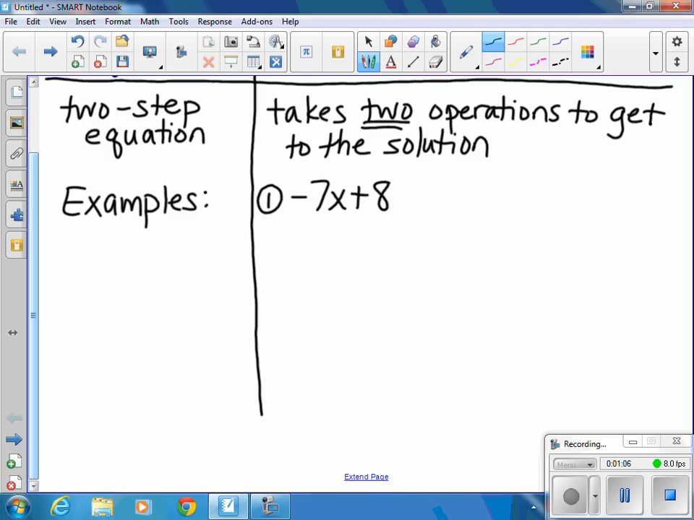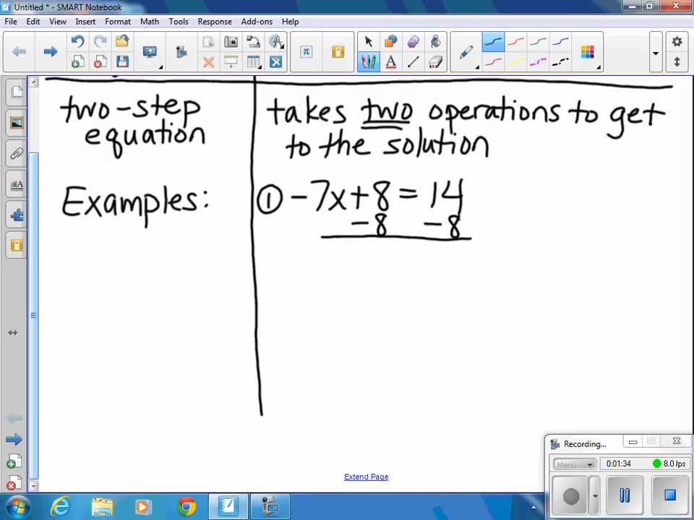If I have negative 7x plus 8 equals 14, the whole goal of an equation is to get the variable by itself, and we have to undo the operations in a specific order. It's basically reverse PEMDAS. So if the last thing you do is add or subtract, then the first thing you're going to do here is add or subtract. Right? In order to get the x by itself, the last thing you will do is detach the number that's connected to it. So we have to get rid of adding 8, and the opposite of adding 8 is subtracting 8. So you do that to both sides.